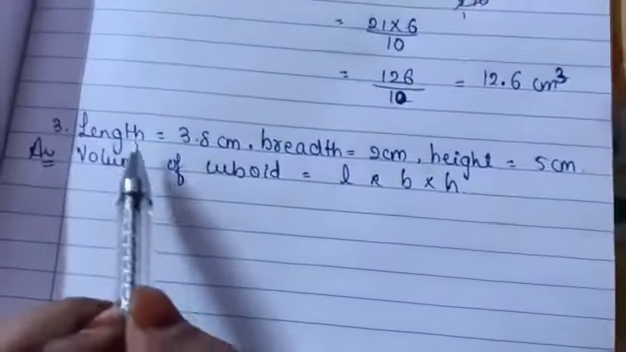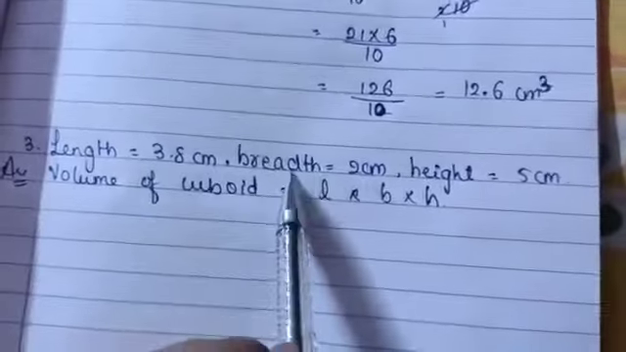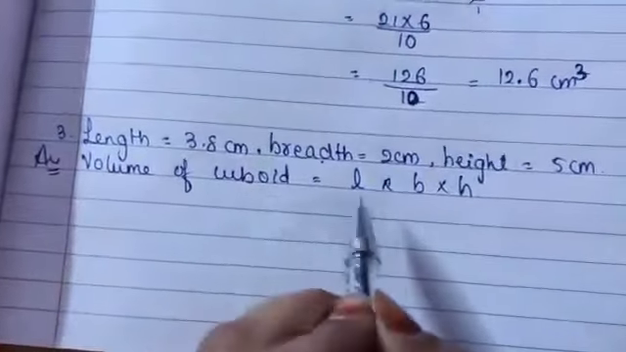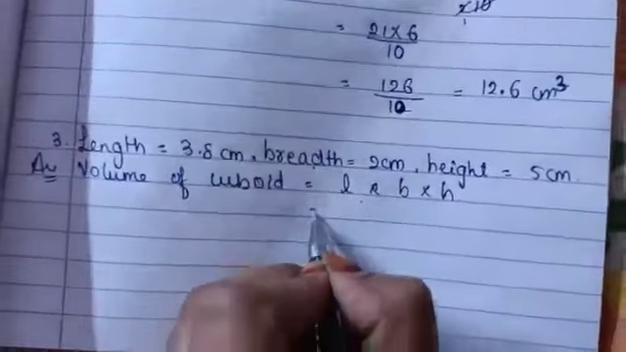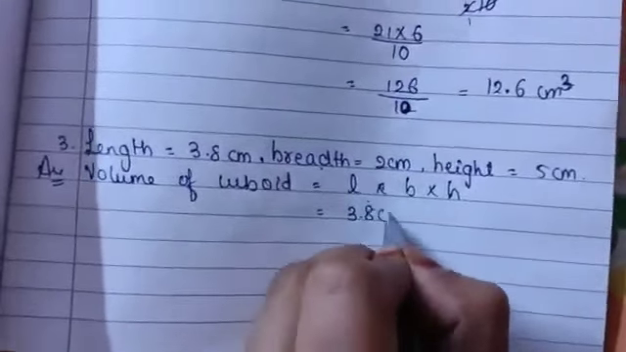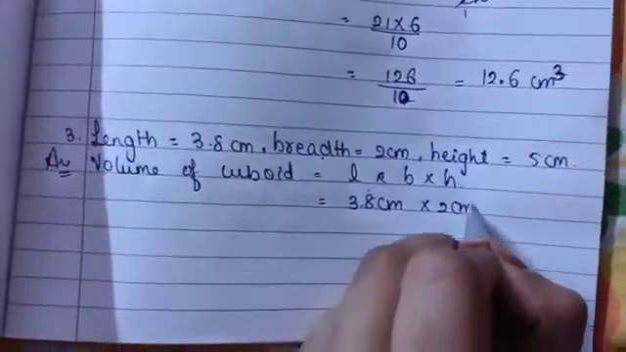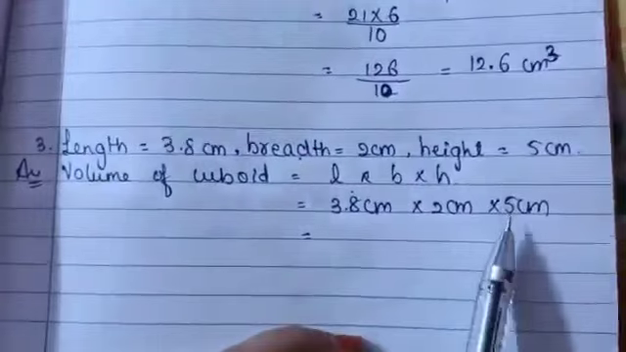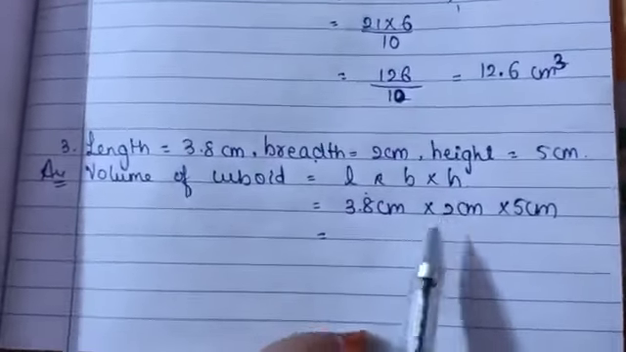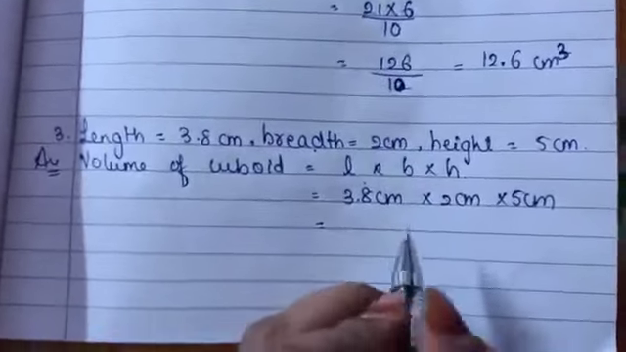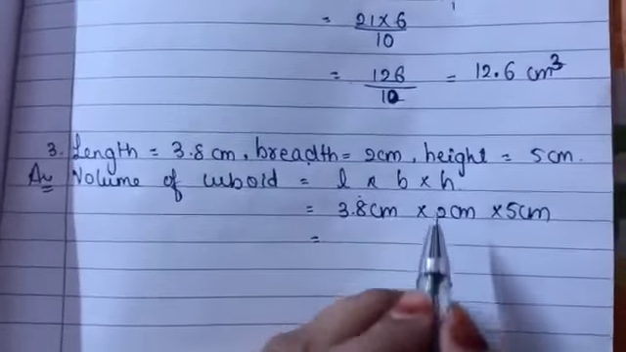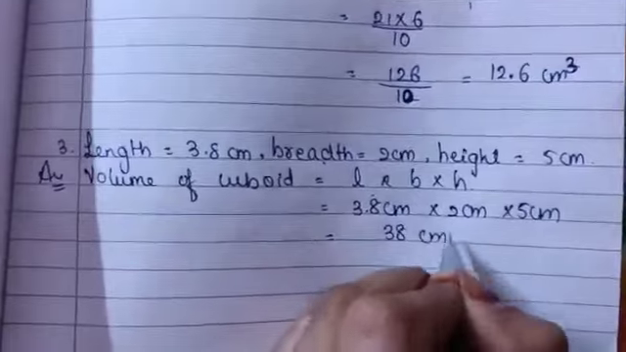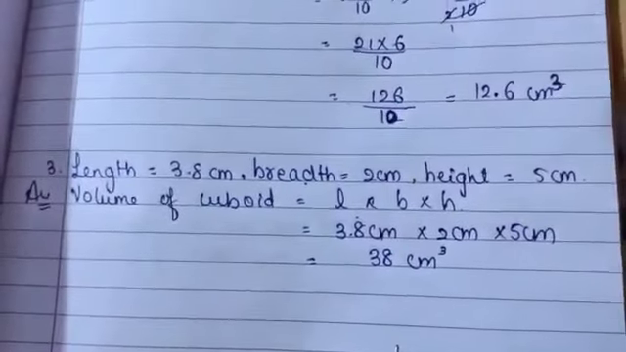Number 3, length equals 3.8 centimeter, breadth equals 2 centimeter and height equals 5 centimeter. So volume of cuboid equals L into B into H. The length is 3.8 centimeter multiplied by 2 centimeter multiplied by 5 centimeter. Now here we can do multiplication directly. 5 twos are 10, and 10 multiplied by 3.8. Directly we will move the decimal. So the answer will be 38 cube centimeter.